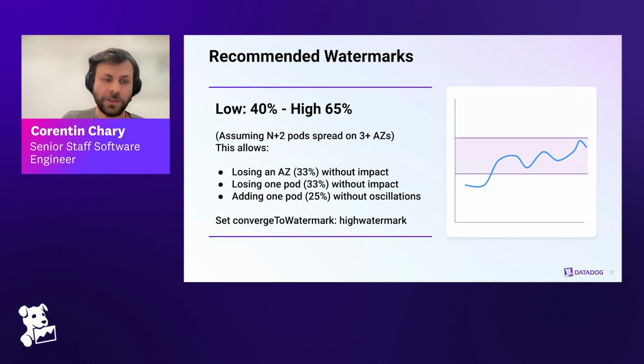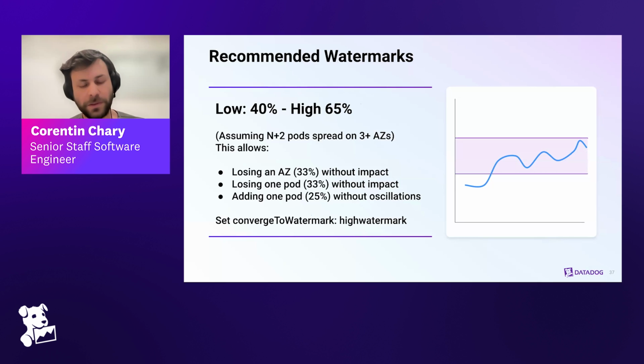The next thing that you want to do once you have a good metric to look at is to define the watermarks that will trigger the scale up and scale downs. Assuming a standard deployment on 3 failure domains or AZs with a minimum amount of replicas of 3, this is, I think, what you will want to use: a low watermark of 40% and a high watermark of 65%.